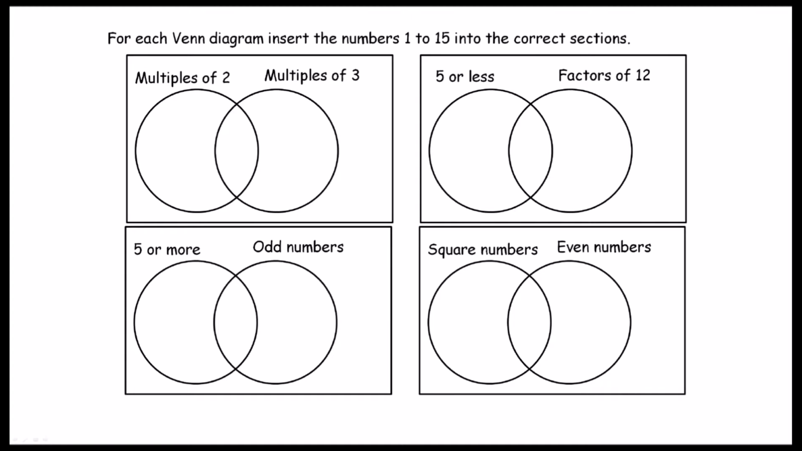Your first task is to complete the 4 Venn diagrams that are being shown on the screen right now. For each Venn diagram, you need to put the numbers from 1 to 15 into the correct sections. If you prefer, there's a worksheet that you can print off to complete this task, or you can simply copy the Venn diagrams onto a bit of paper or your maths book.